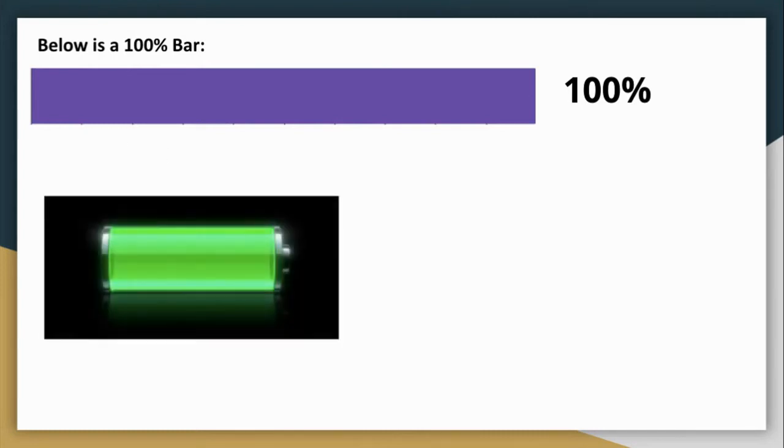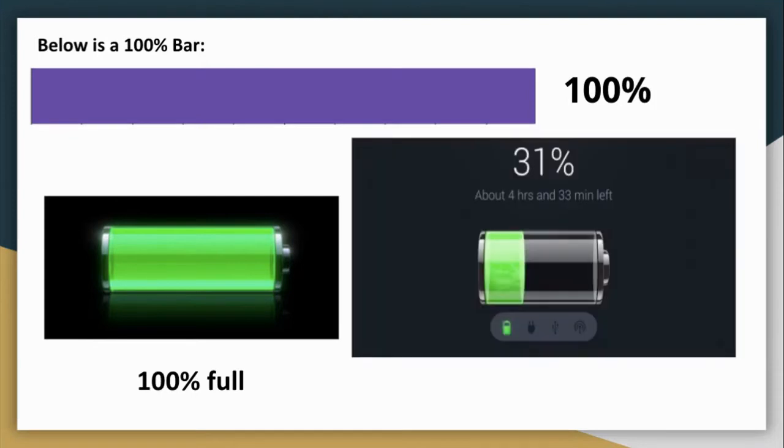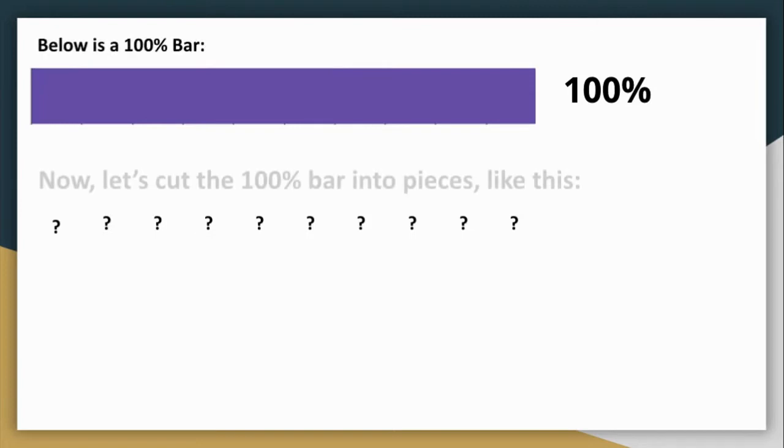Just like on a cell phone, when you check your battery and it's full, this is also a 100% bar, and we say it's 100% full. But if you have a battery like this, oh my gosh, it's 31%, and you're going to need to charge it in a few hours or so. Okay, now we're going to do something with this 100% bar.